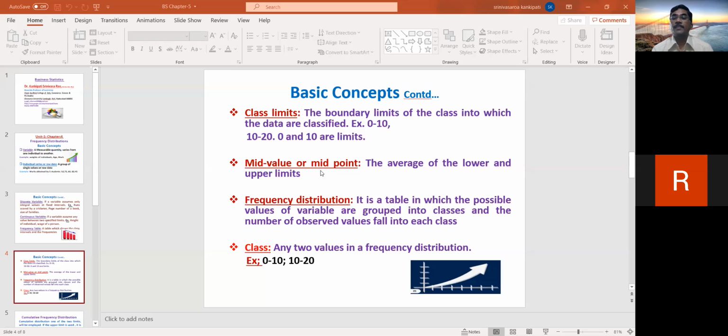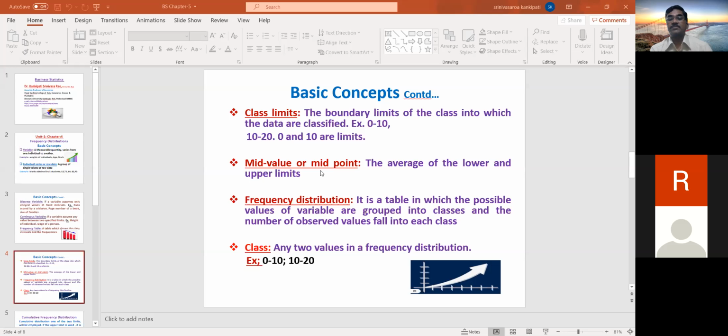is 30. So 30 divided by 2. Why should we divide by 2? Because there are two limits. That is why we need to divide it by 2. So 10 plus 20 is 30, 30 by 2 is 15. So the midpoint of that class is 15. Like that, any class you can take, add the lower limit and upper limit and divide by 2, and you will get the midpoint. Any class you are supposed to calculate like that. So that's about the mid value or midpoint.